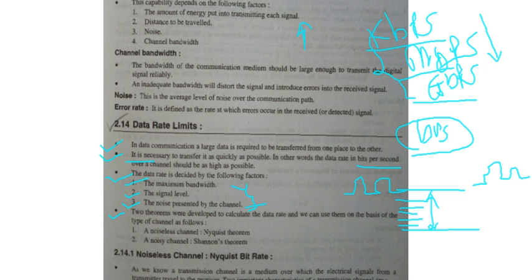नेक्स्ट पॉइंट, two theorems were developed to calculate the data rate. First one is the Nyquist theorem and second is the Shannon theorem. ठीक है, so these are the different points related to the data rate limits.